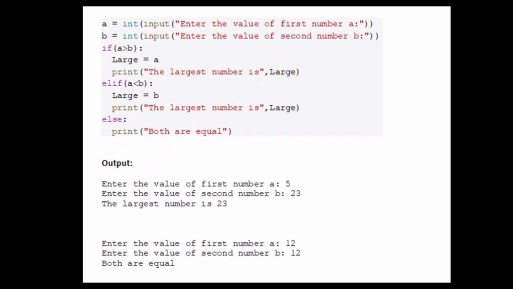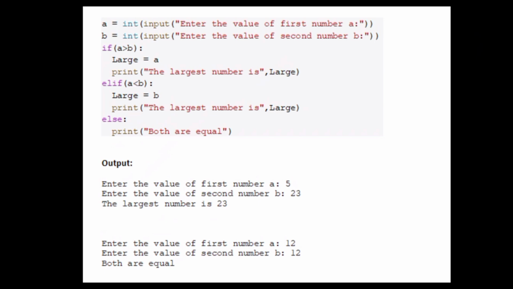So in this code, first number we take as 5, second number we take as 23. Now 5 > 23 is false. Now the elif, 5 < 23, true. So large = 23. So "The largest number is 23" will display.